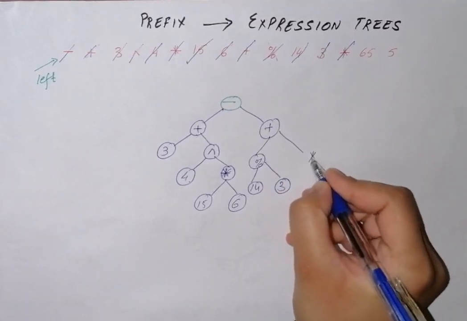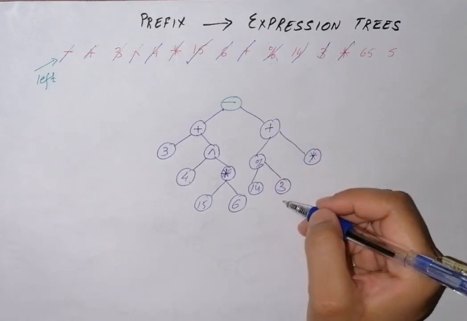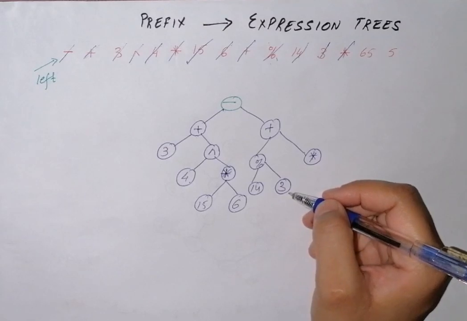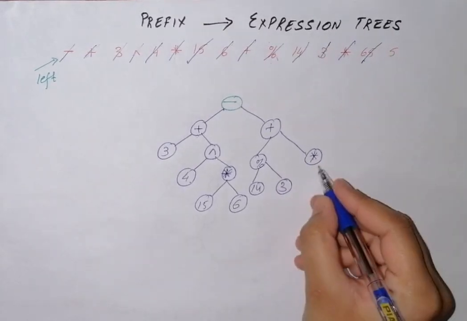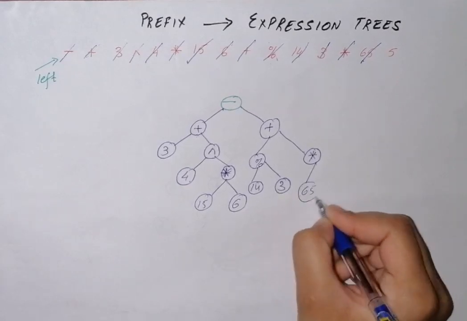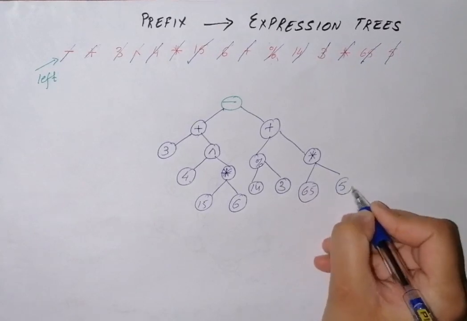I'll insert multiplication over here as the right child of the parent, because the left subtree is already filled. The next character is 65. 65 will be inserted here, and the next one is 5. So 5 will be inserted over here.